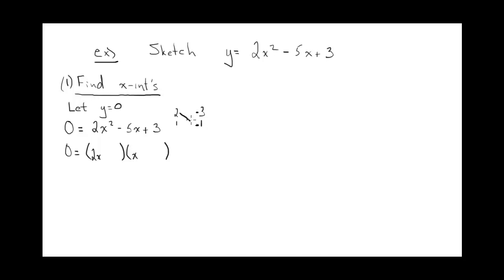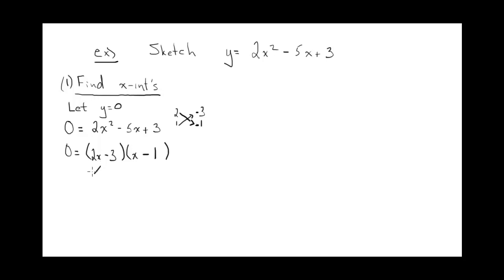So if we multiply diagonally, 2 times negative 1 is negative 2, and 1 times negative 3 is negative 3. If you add those together, you get negative 5. So that's our combination. So we want to multiply 2 by negative 1. So we'll put it in the opposite bracket, and 1 by negative 3. So I'll put it in, well, the only other spot.